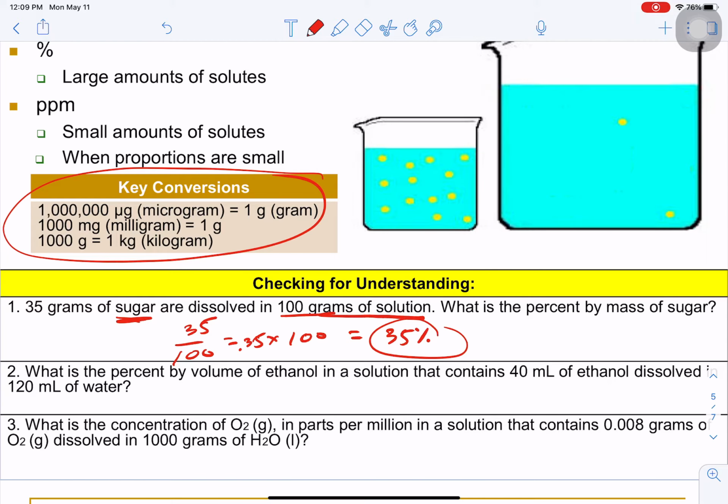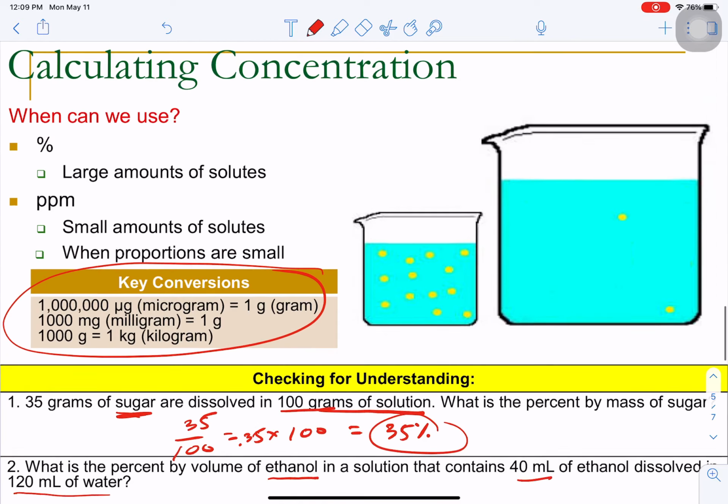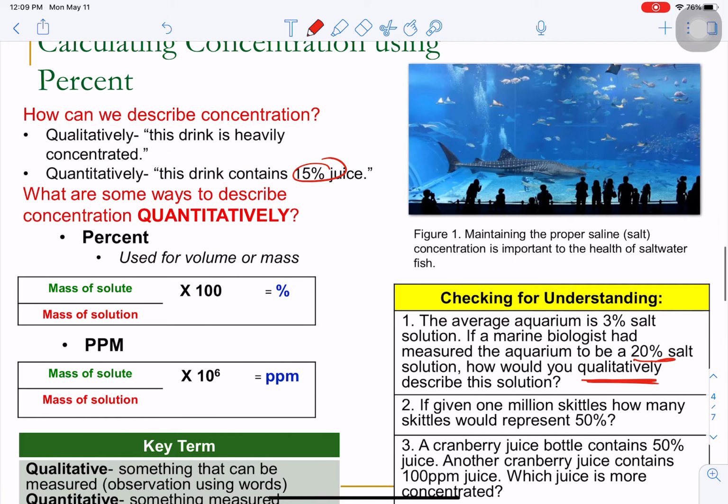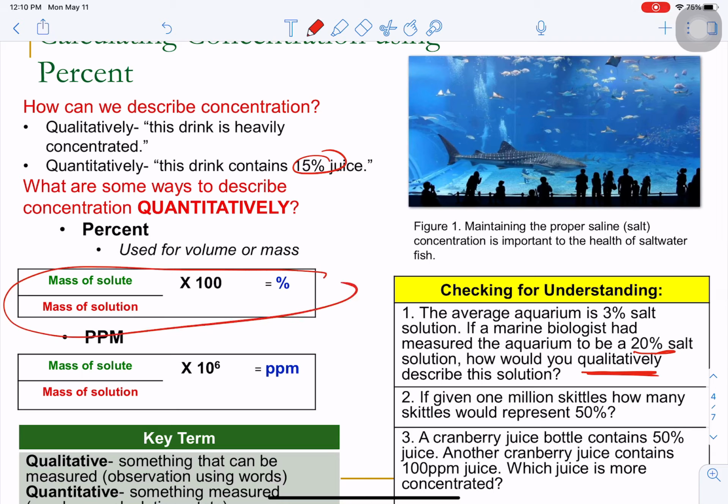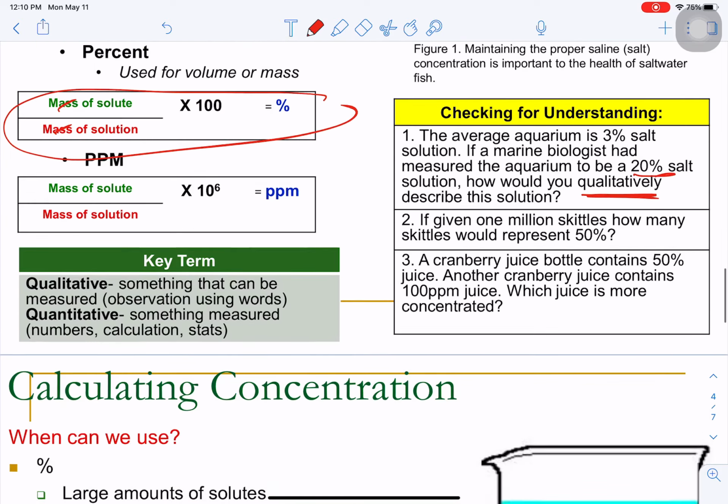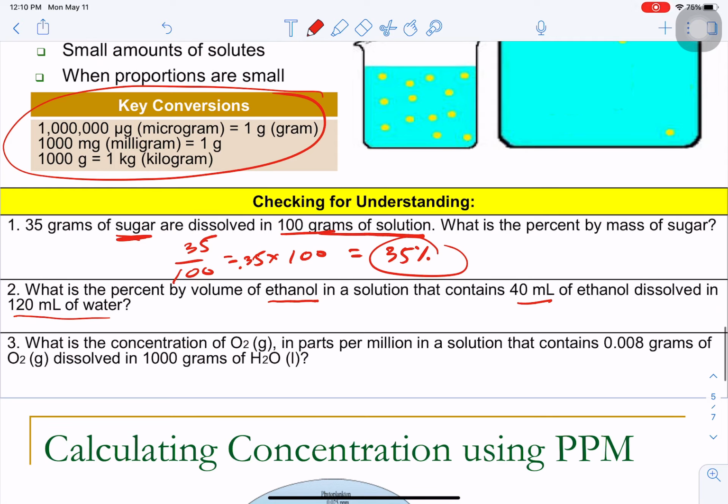All right. What is the percent by volume of ethanol in a solution that contains 40 mils of ethanol dissolved in 120 mils of water? All right, remember, we're still using this same exact equation, but now we're doing percent by volume. Rather than the mass of the solute or the mass of the solution, we're using the volume because it's a liquid into a liquid. That's it. Okay, so same exact thing. Let's do this.